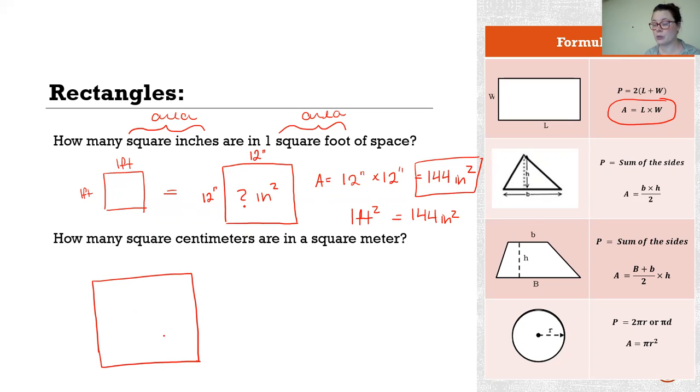So if you have 1 square meter, 1 times 1 is how we would get that. So we have 1 meter by 1 meter. That's what 1 square meter means. Well, let's turn that into centimeters. We want to know how many centimeters.